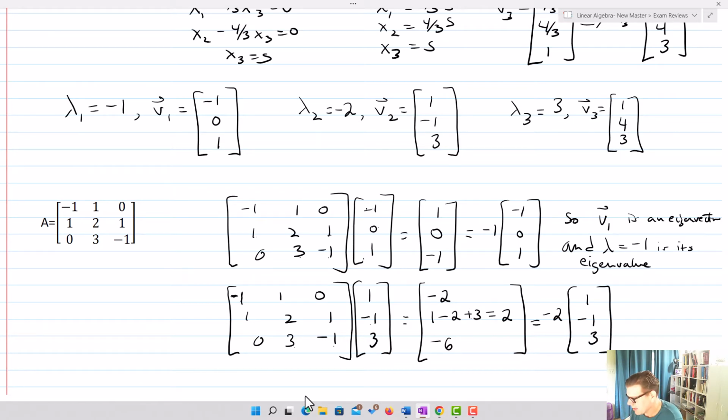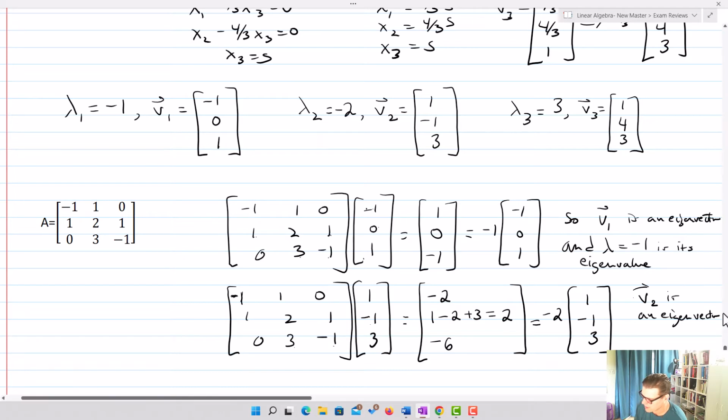And we notice that that is in fact -2 times 1, -1, 3. Great. So V2 we see is an eigenvector, and lambda equal to -2 is its associated eigenvalue.